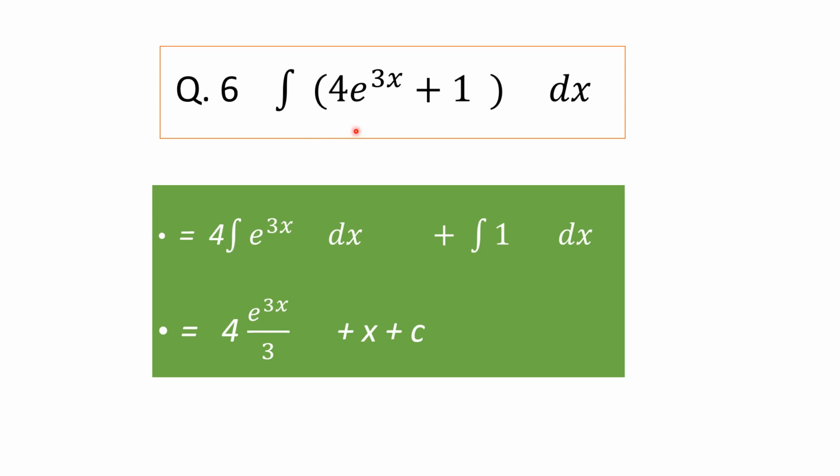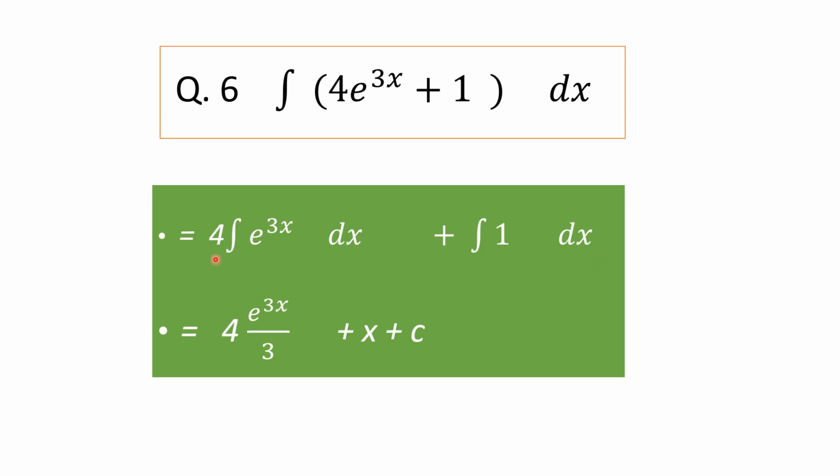Next question. Question number 6. What is the integration of 4 e power 3x plus 1 dx? Now, you can segregate it. You can divide this integration into these two terms. You write 4 outside the integration symbol: 4 integration of e power 3x dx plus integration of 1 dx. So this dx, you have to write it every time you put the symbol of integration.